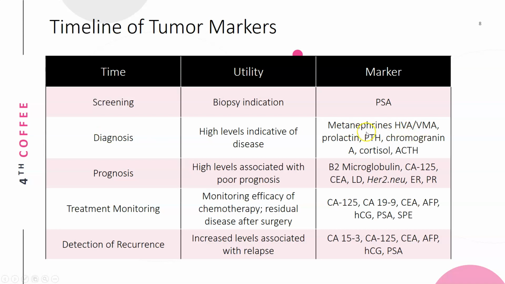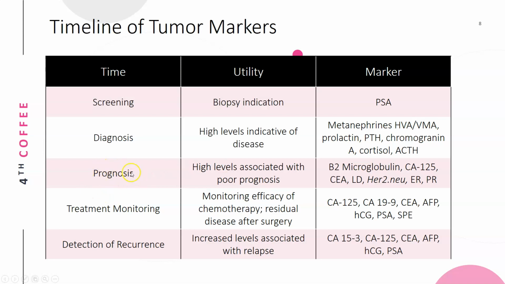So your metanephrines, which come from your catecholamines, so HVA and VMA, homovanillic acid and vanillylmandelic acid, they are going to be elevated. Prolactin, parathyroid hormone, chromogranin A, cortisol, ACTH, those are all markers that can be used, and high levels of those would indicate the presence of the disease, and they're only a part of the diagnosis.